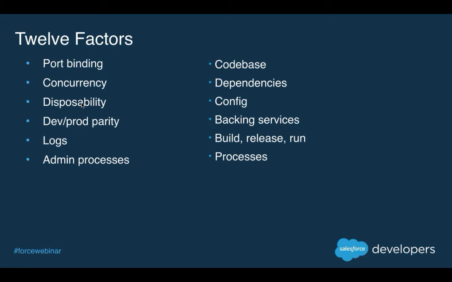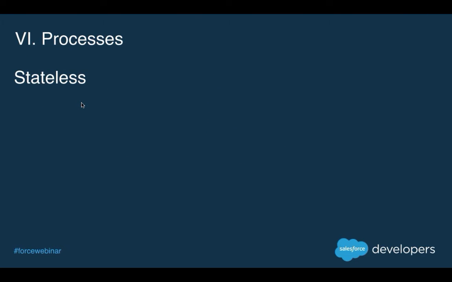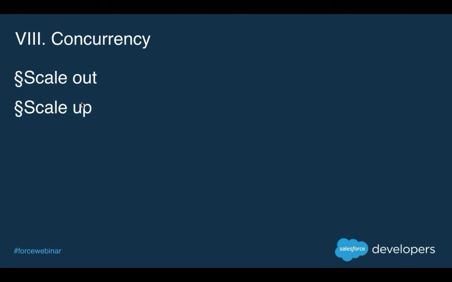So these are the 12 factors, and actually what James talked about earlier really covers some of these, like codebase and dev prod parity and things like that. So I'll skip that one. I want to talk about concurrency.